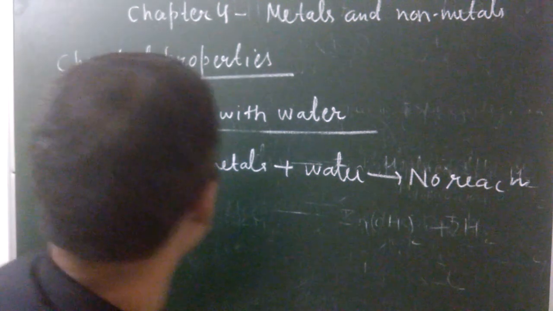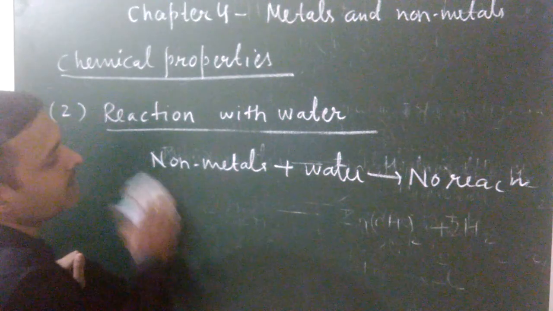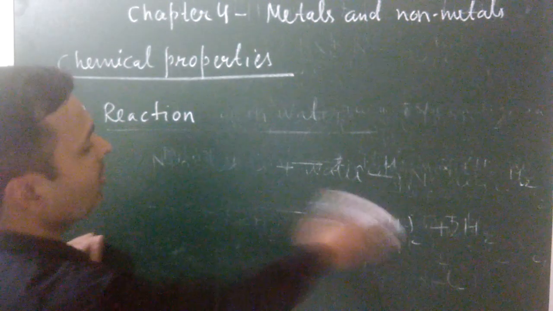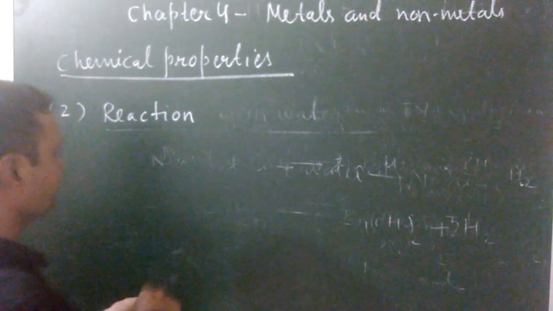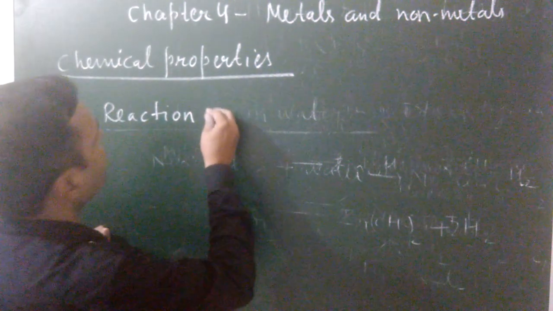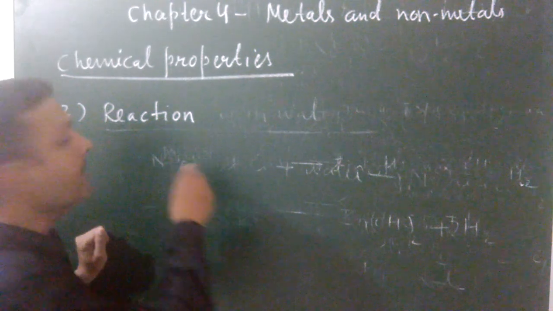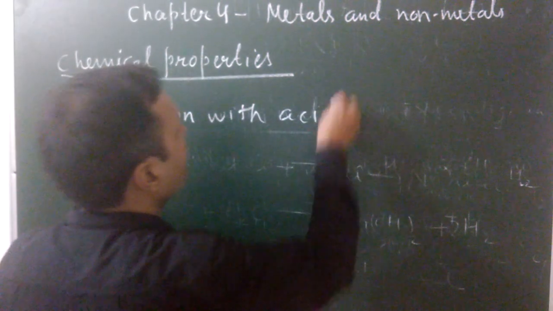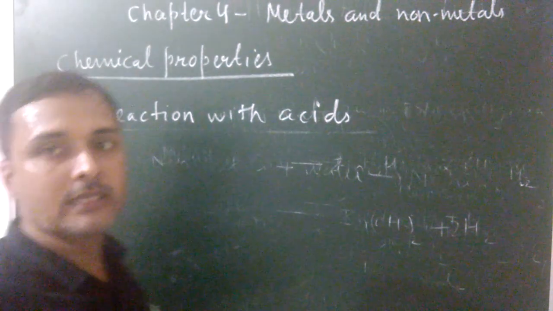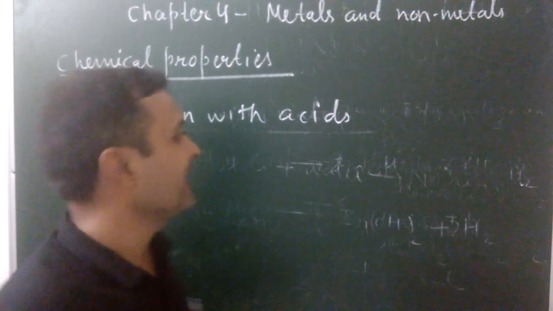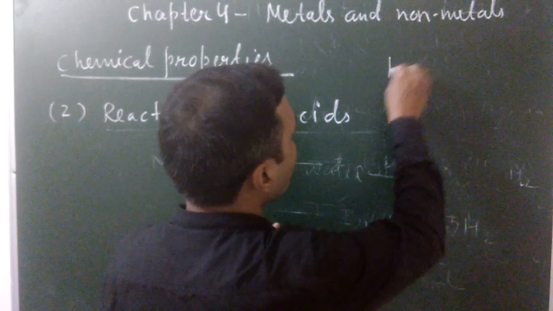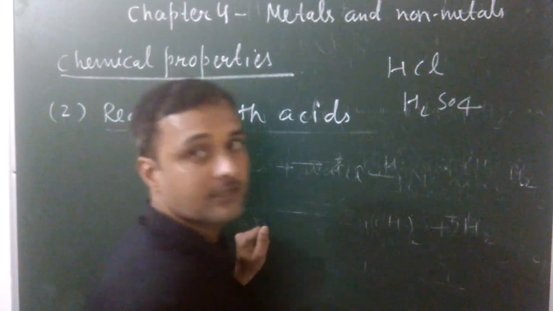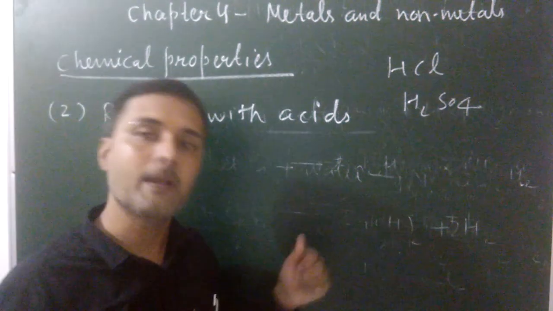Come to the next, third reaction: reaction of metals and non-metals with acids. Third, you have to know about the acids' names. HCl is known as hydrochloric acid, and H2SO4 is known as sulfuric acid. These are two common acids that react with metals.